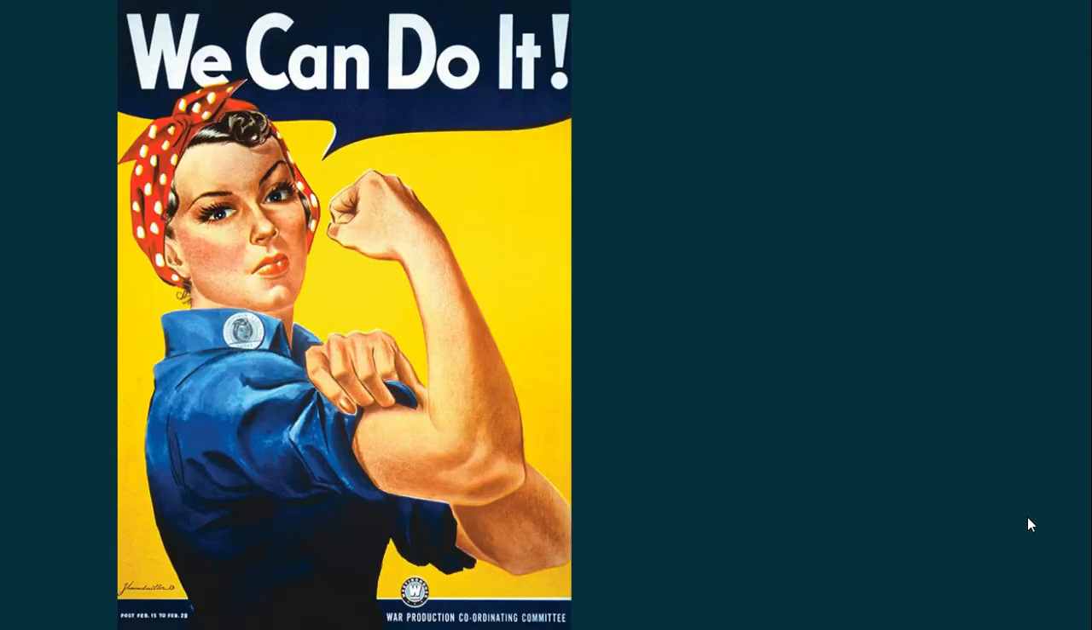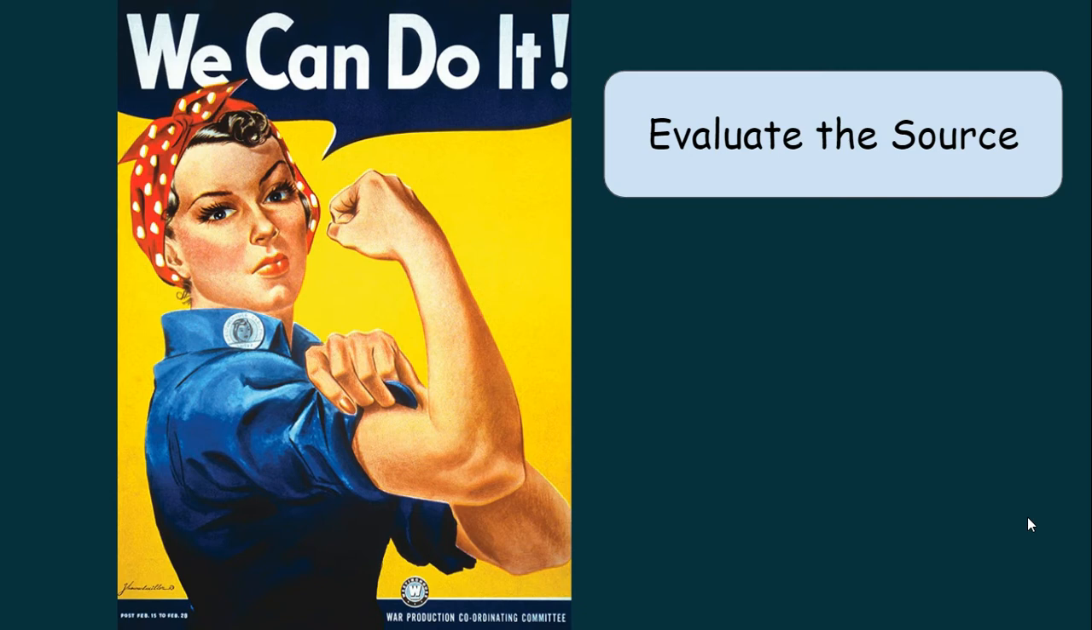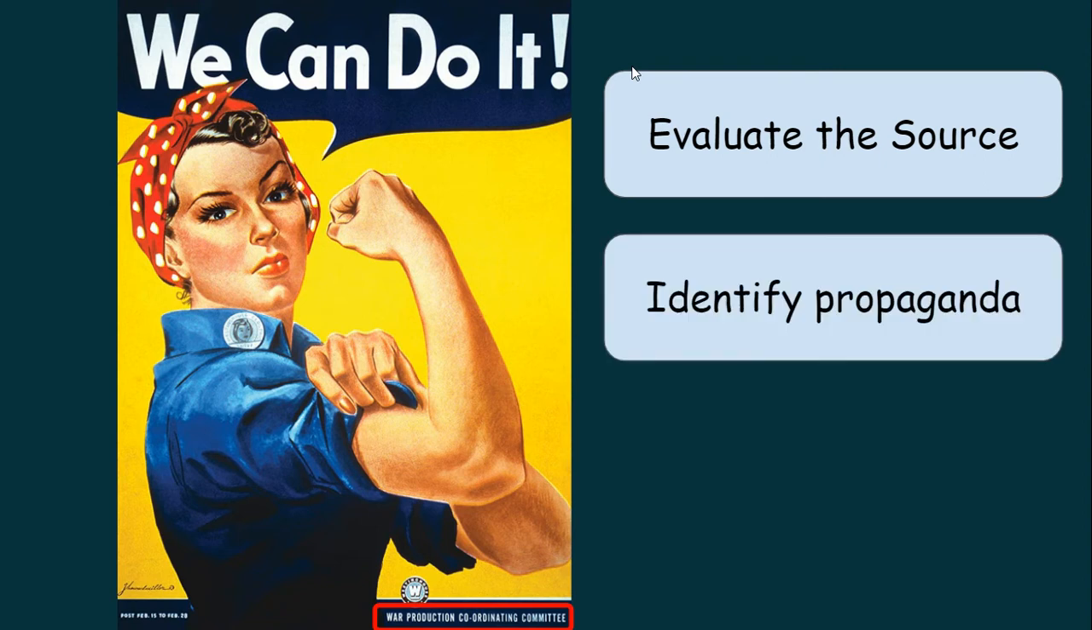So in this ad, we look at this ad from World War II. The first thing we want to do when looking at a poster or an advertisement is to evaluate the source. The source is very often listed at the bottom of these kinds of posters, or it's listed on the last screen or the bottom of a TV commercial. So here the source is the War Production Coordinating Committee. So this is a committee or a group dedicated to war production. And now we're going to identify propaganda.